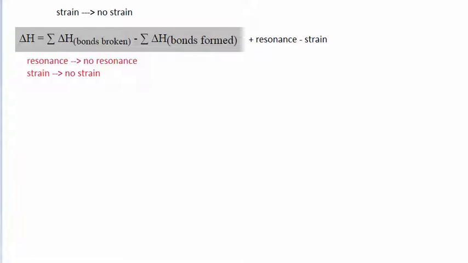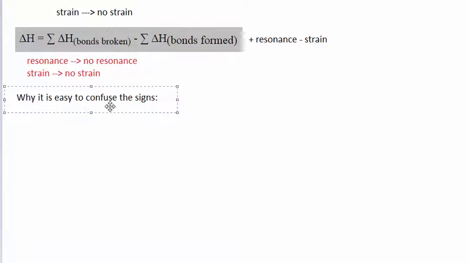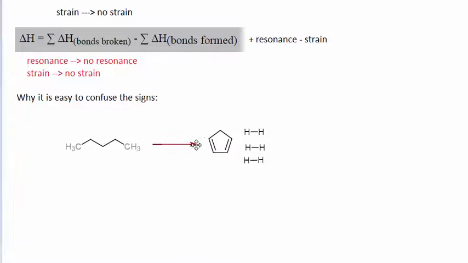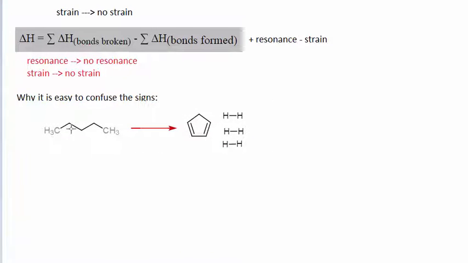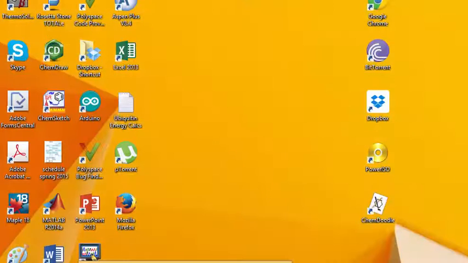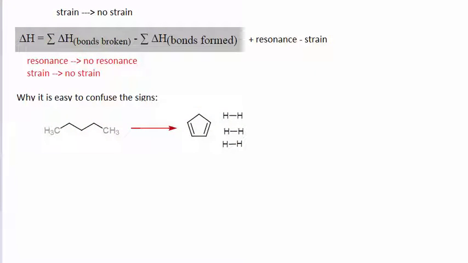Why is it important to remember that? Well, that's usually where people get confused, and we see this kind of question every year, where people don't know if the resonance is positive or negative, and if the strain is positive or negative. So consider the same reaction except in reverse, where we're going from the open chain form back to the closed chain form. So we're going from no resonance to resonance and no strain to strain. Okay, well, first of all, we should try to figure out exactly what happened with our bond enthalpy equation, ignoring the resonance and the strain.